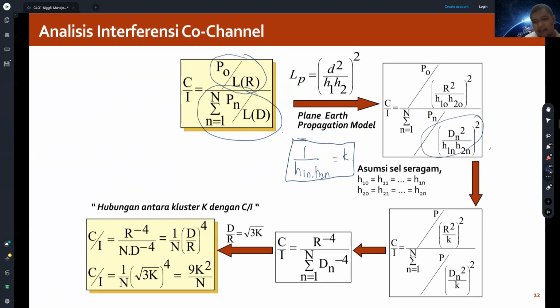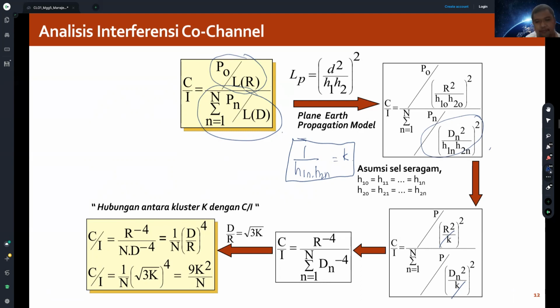Now, we could see that the carrier to interference will be equal to R power minus 4, so we could eliminate this, right? The value of k will be eliminated since the height of the tower will be the same between the interfering tower and the initial tower. So since k is eliminated, the carrier to interference equation could be made simpler: R power minus 4 divided by the total of the distance power minus 4.